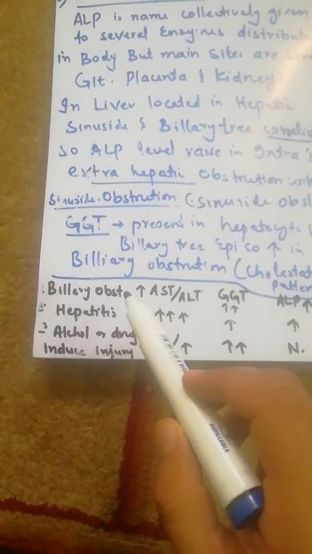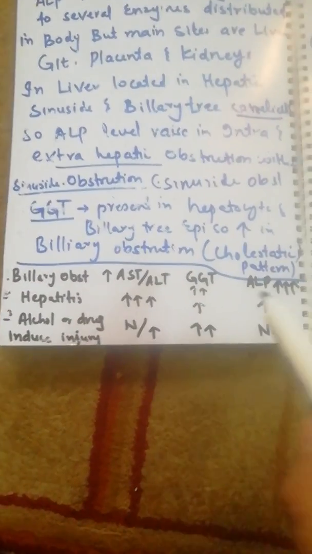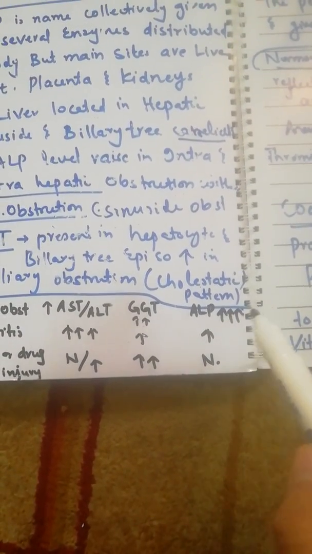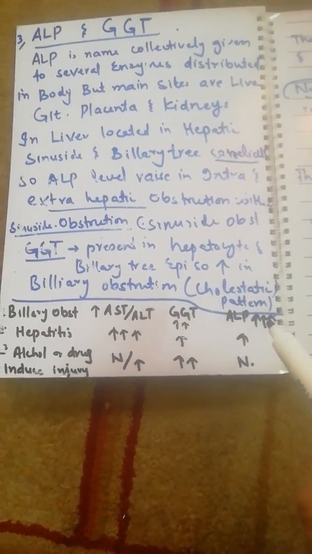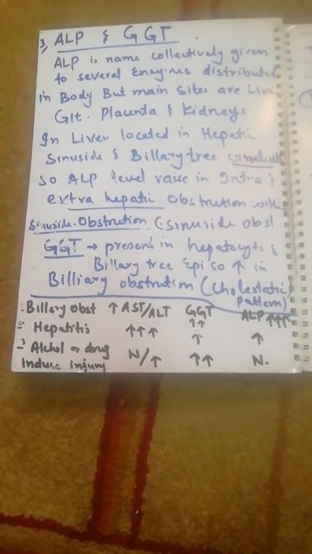So now let's come toward the summary of this. In case of biliary tree obstruction, AST and ALT will be raised but not too much. GGT will rise twice, while the ALP, as I have told, in case of biliary tree obstruction, will increase 3 times, meaning it will increase more.